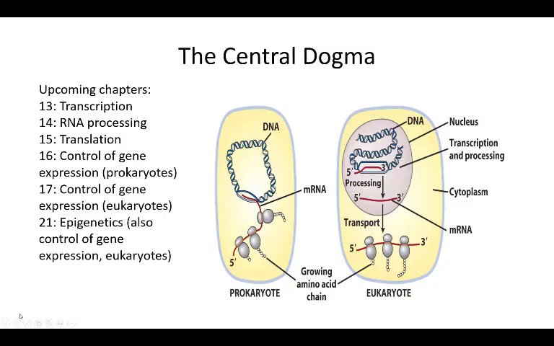So we now move into the central dogma. And so the central dogma is that information flows from DNA to RNA to protein in cells. And transcription is that process by which the information is taken from the DNA and copied into RNA. There are a couple of points I want to make about how this is different in prokaryotes versus eukaryotes.